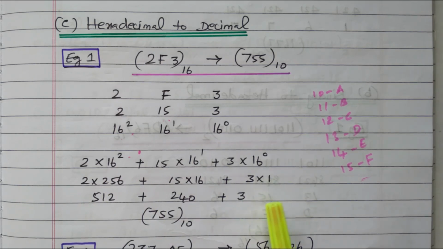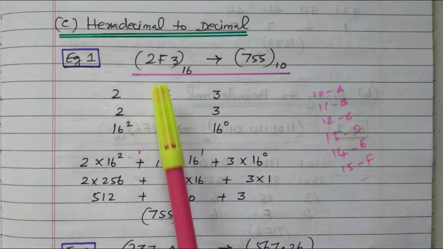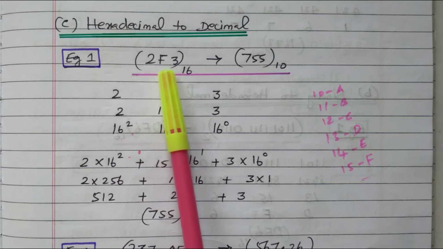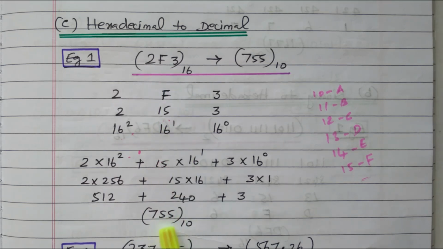Then go for further simplification. 2 into 256 is 512. 15 into 16 is 240. 3 into 1 is 3. Now we need to add all these values. While adding, what we got? 755. So the decimal equivalent of the hexadecimal number 2F3 is 755.